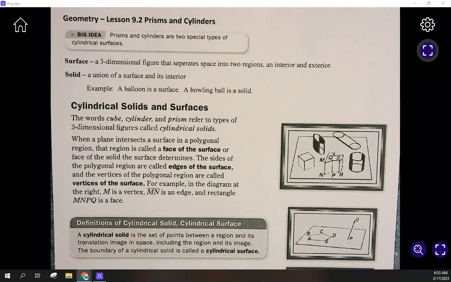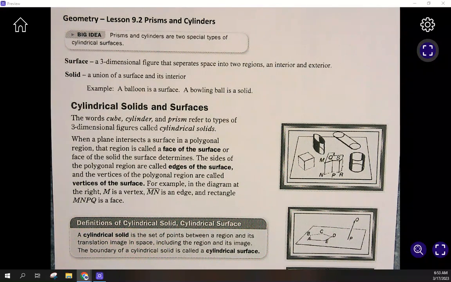This is geometry lesson 9.2. We're looking at prisms and cylinders. So we are starting to move into three-dimensional shapes over the next couple of weeks. We'll be studying all different kinds of shapes, and we'll look at defining what fits inside of them, what kind of area they have on the outside, all different things that we can calculate.